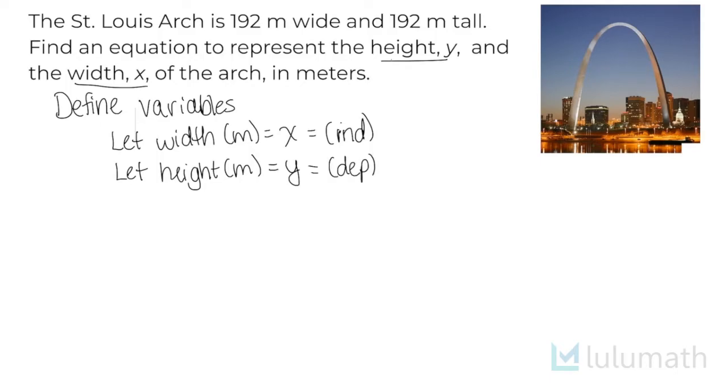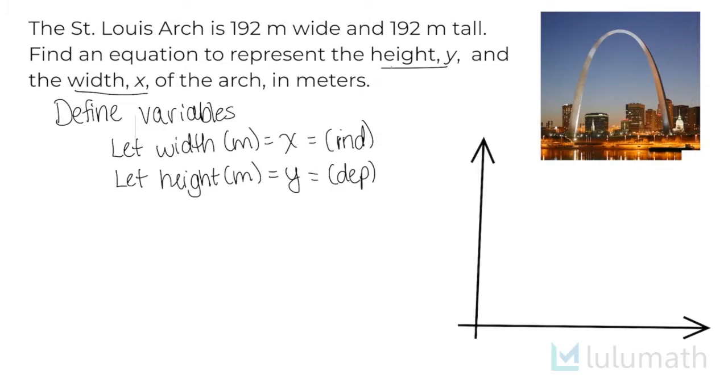Let's draw a sketch of what's happening here to get a better understanding of how to find the equation of this situation. So again, we're told that the x, or the independent variable, is the width, and that the height is the y, or the dependent variable. We also know that the arch is 192 meters wide, and we know it's 192 meters tall.